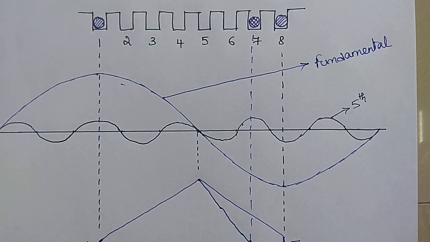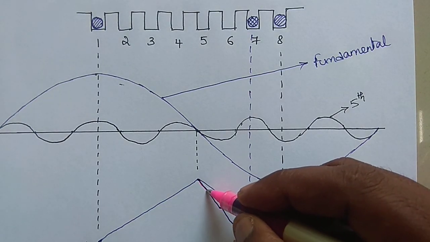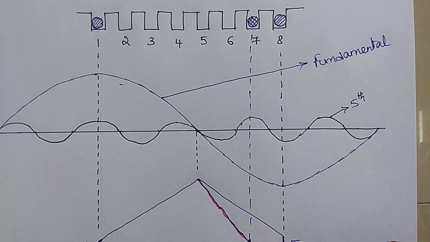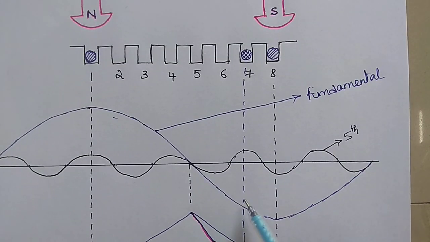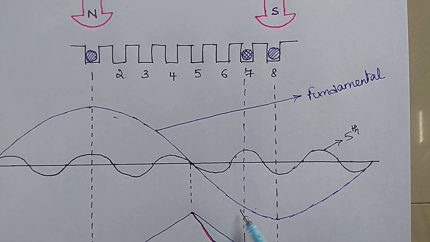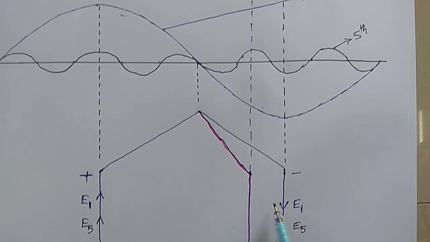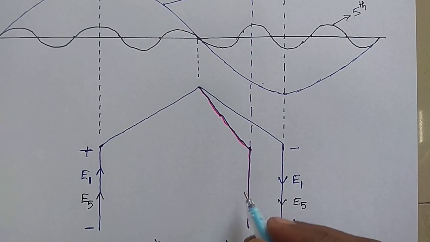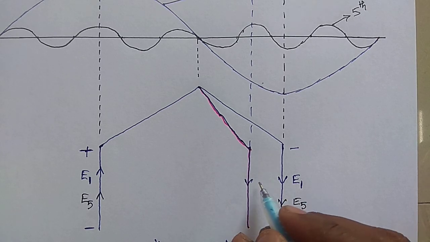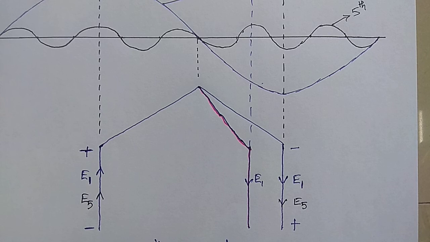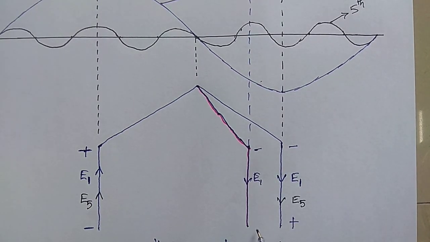I will show it in a different color. So this is the new position. Now what happens to the fundamental? The fundamental is negative only, in the 7th slot position also. So that's why it will be the same as the previous case. So here also E1 comes with this polarity only. This is negative and this is positive.